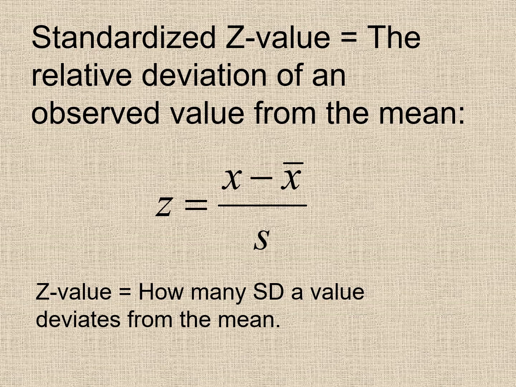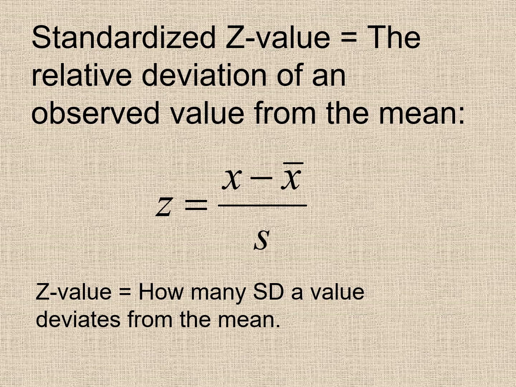However, the z value can be calculated for each individual, and the z value equals the relative deviation of this person's observed value from the mean. So how much a certain individual value deviates from the mean in relation to the average deviation from the mean. And as you know by now, the average deviation from the mean is called the standard deviation. So you have the formula here.